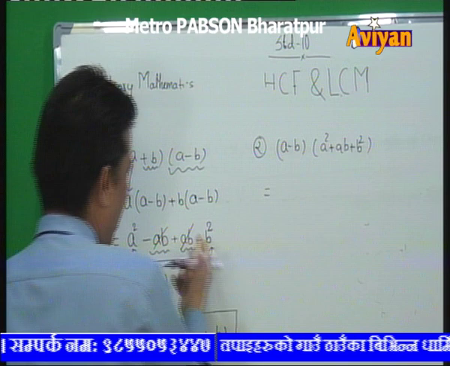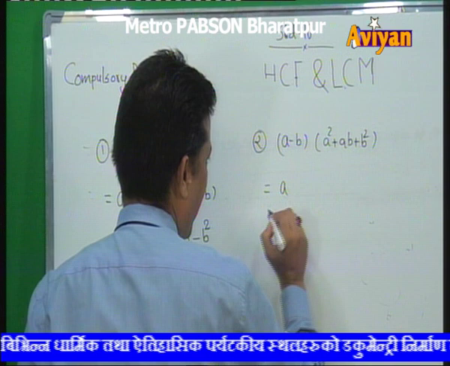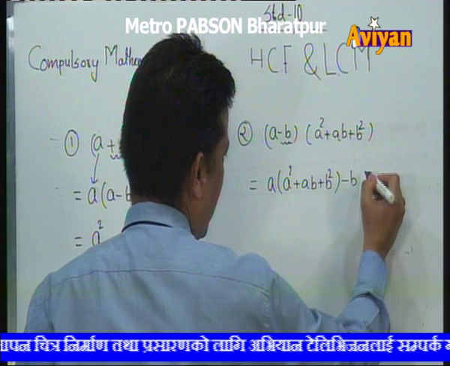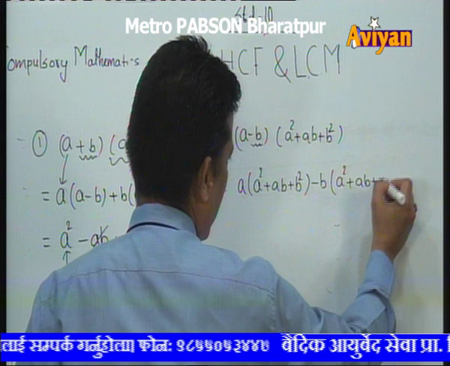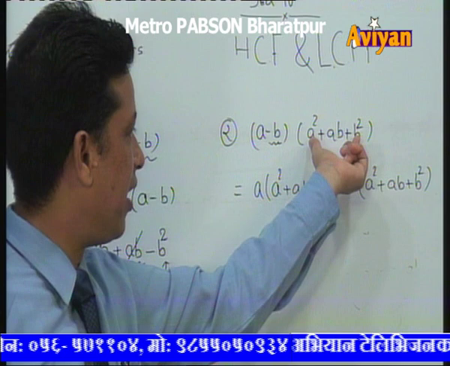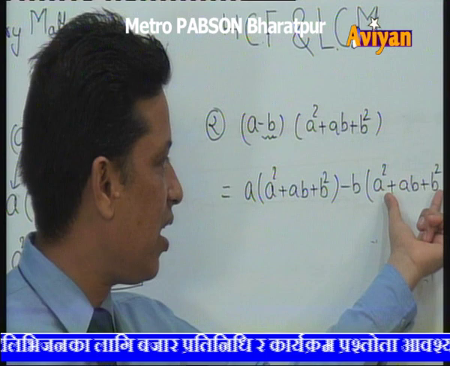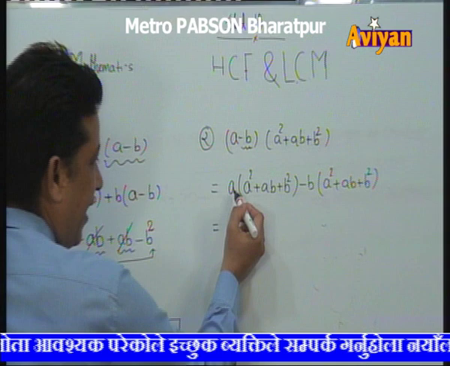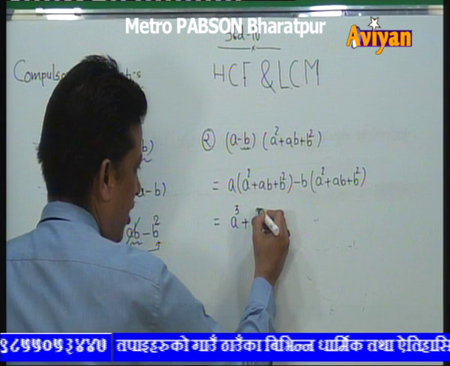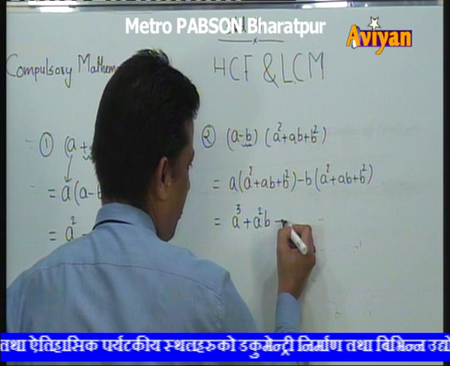Like just before what we did, here A multiplies A square plus AB plus B square. Now, minus B should multiply A square plus AB plus B square. This A multiplies the whole second expression, minus B multiplies the whole second expression. Now, A into A square, the result is A cube, plus A into AB is A square B, plus A into B square, that is AB square.